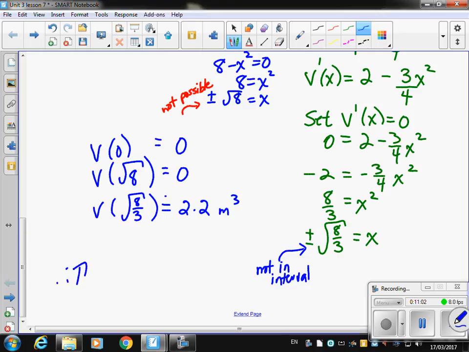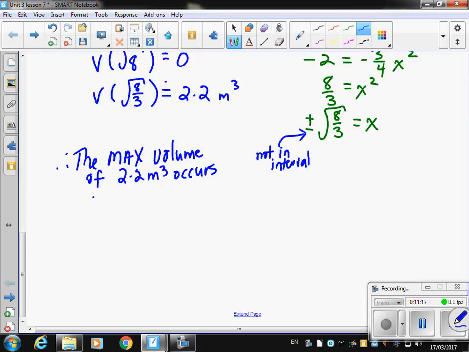So therefore, the maximum volume of approximately 2.2 meters cubed occurs when the base is approximately 1.6 by 1.6 meters. We could figure out the height if we wanted that as well.